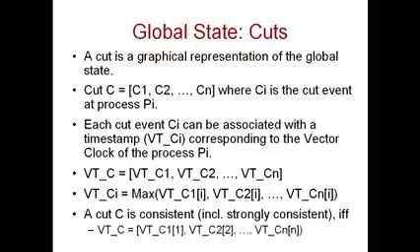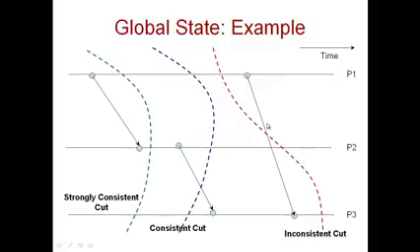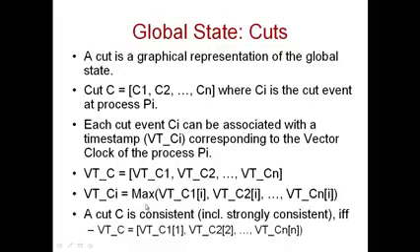So a cut is a graphical representation of the global state of the system, collecting all the local states of the processes. So we can say a cut is a collection of what is called cut events. A cut event is said to happen at a particular process Pi. So this is a cut event for this global cut, this is a cut event here, and this is a cut event here. So we essentially can associate a timestamp, a vector clock, with each of those cut events.